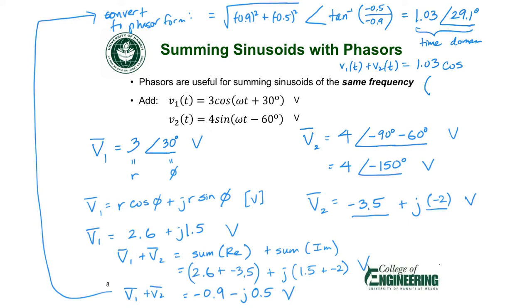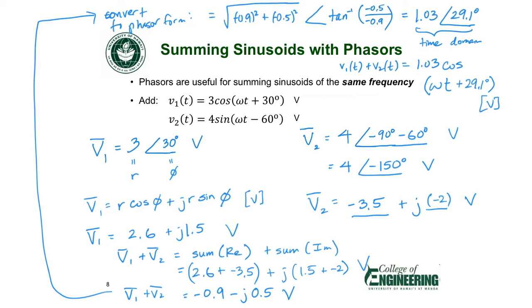What term here represents frequency? That's still too many terms. What term represents frequency? Omega. Okay, so this is a cosine with a frequency of omega. And what's the phase angle? 0.1. And this is units of volts.